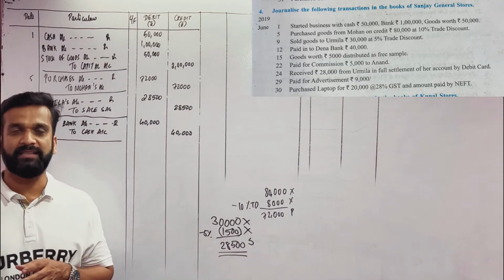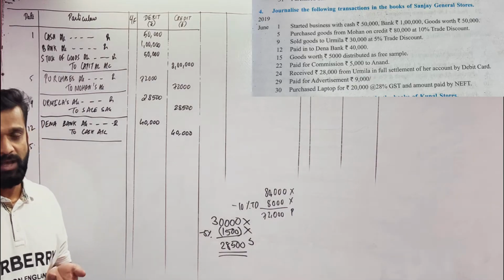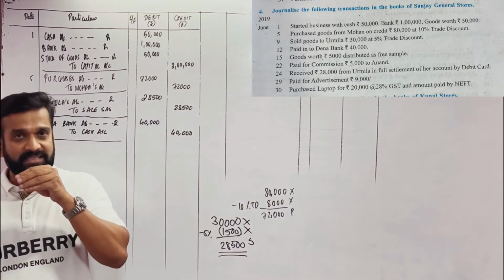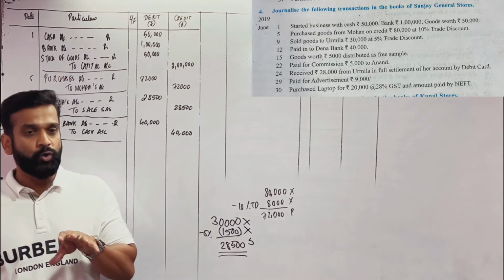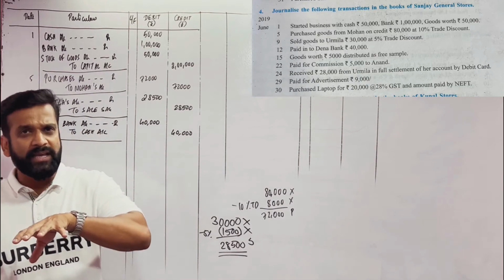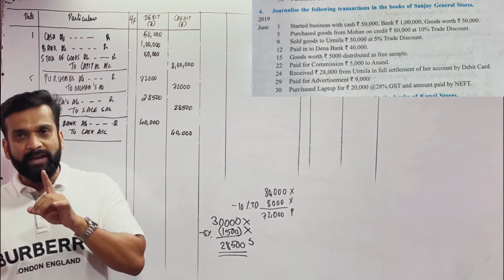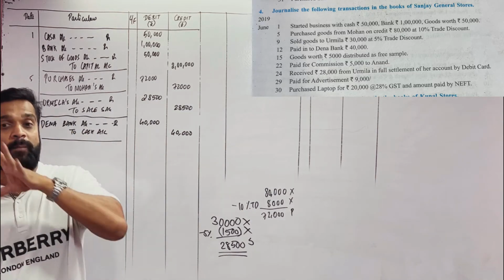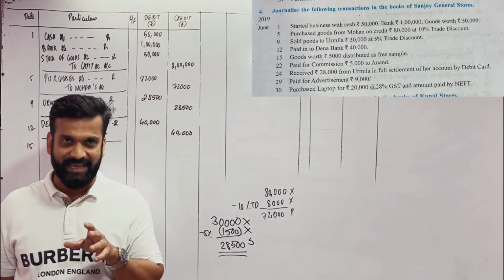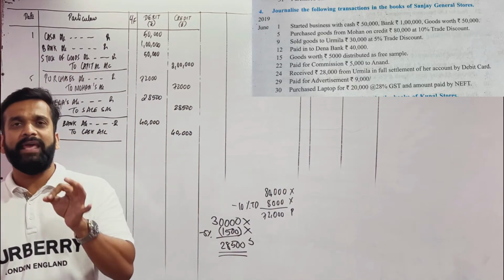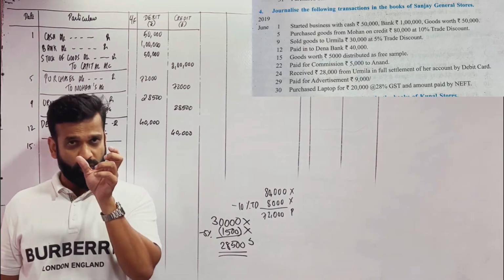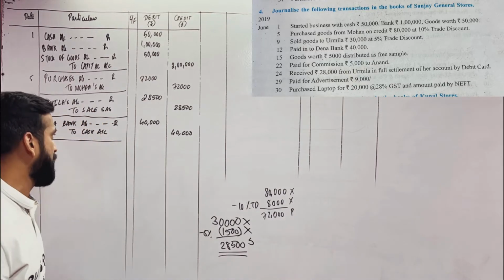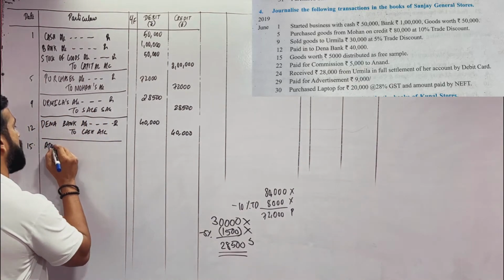Goods worth rupees 5,000 distributed as free sample. When you distribute goods as free samples, that means you are doing an advertisement. Advertisement is an expense. It is a nominal account. The rule of nominal account says that debit all expenses and losses, credit all incomes and gains. So advertisement is debit.